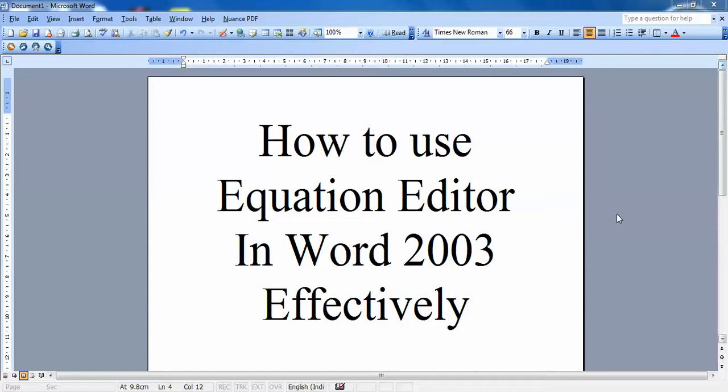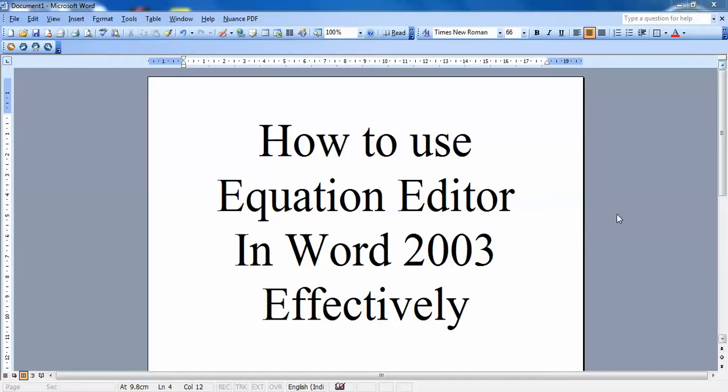Hello guys, today we shall understand how to use equation editor in Word 2003 effectively. But remember one thing, that this can be used only with Word 2003 and not with the higher versions. Now let me explain you.